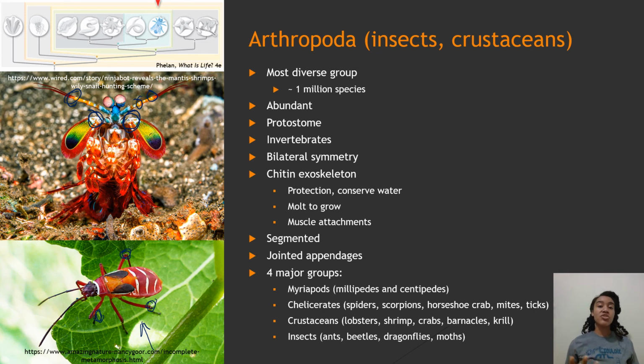There are four major groups of arthropods, and this includes the myriapods, which are the millipedes and centipedes, the chelicerates, and this includes spiders, scorpions, horseshoe crabs, ticks, and mites. Then you have your crustaceans, which include lobsters, shrimp, crabs, barnacles, and krill. And then the insects, which is by far the largest group of arthropods and includes ants, beetles, dragonflies, moths, butterflies. The list keeps going on and on.